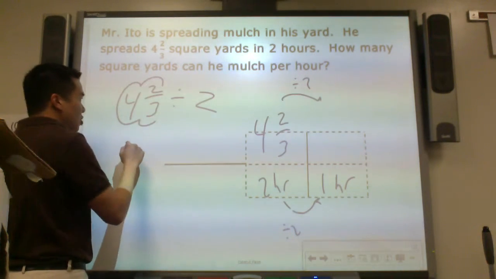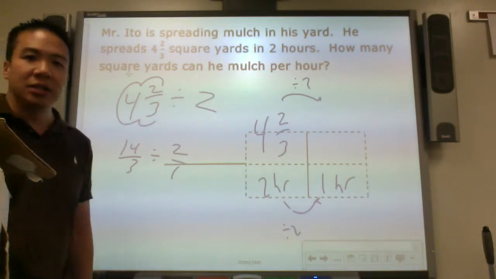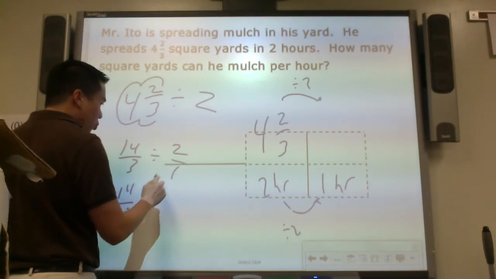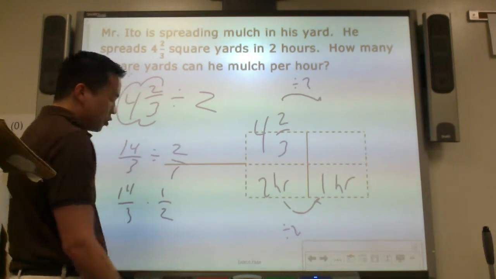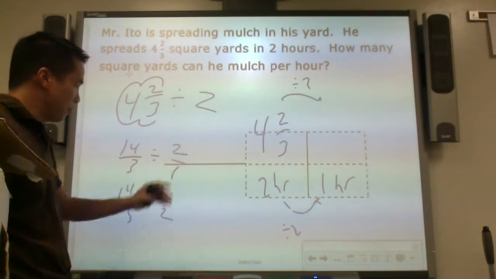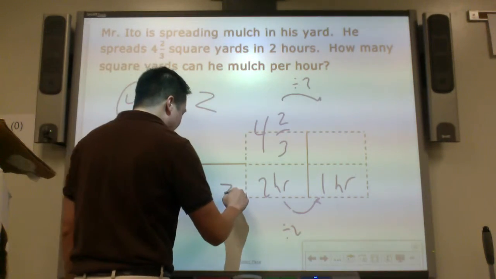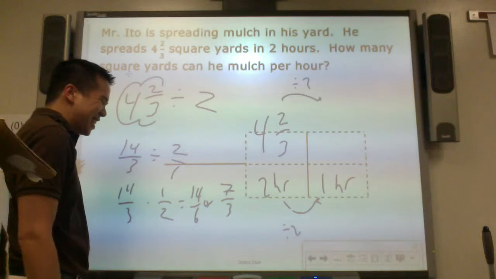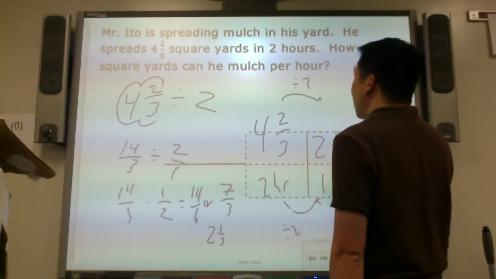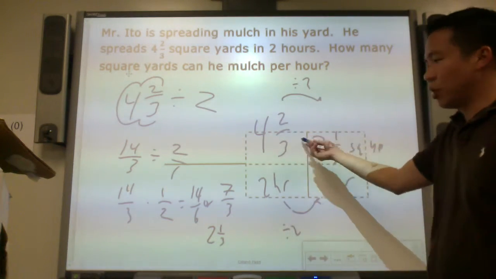Improper fraction. Let's turn this into an improper fraction. 14/3 divided by 2. So let's turn this into a multiplicative expression. So what do we do? We do the reciprocal of it. If you went to Patterson, your teacher taught you to divide fractions: keep, change, flip. So we get 14/6 or 7/3. Another way to say 7/3 is 2 and 1/3. So 2 and 1/3 square yards in 1 hour. So we divided by 2.